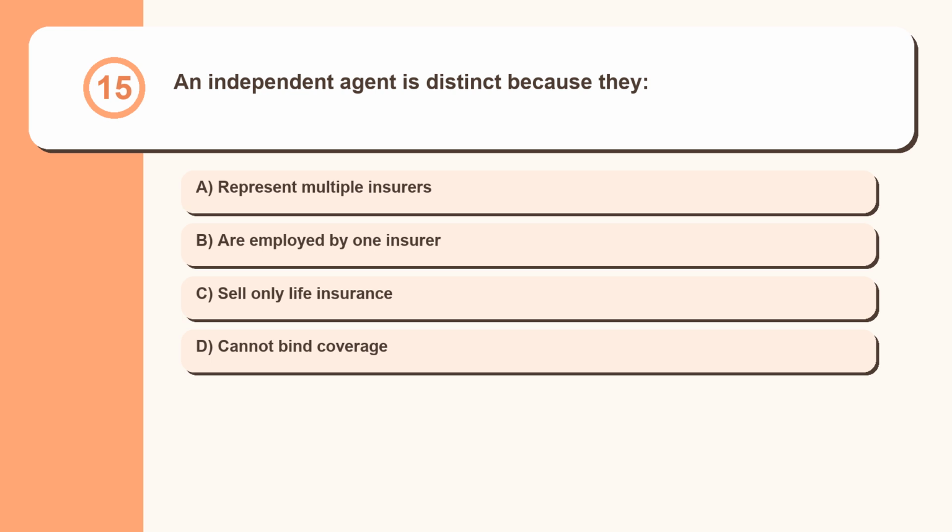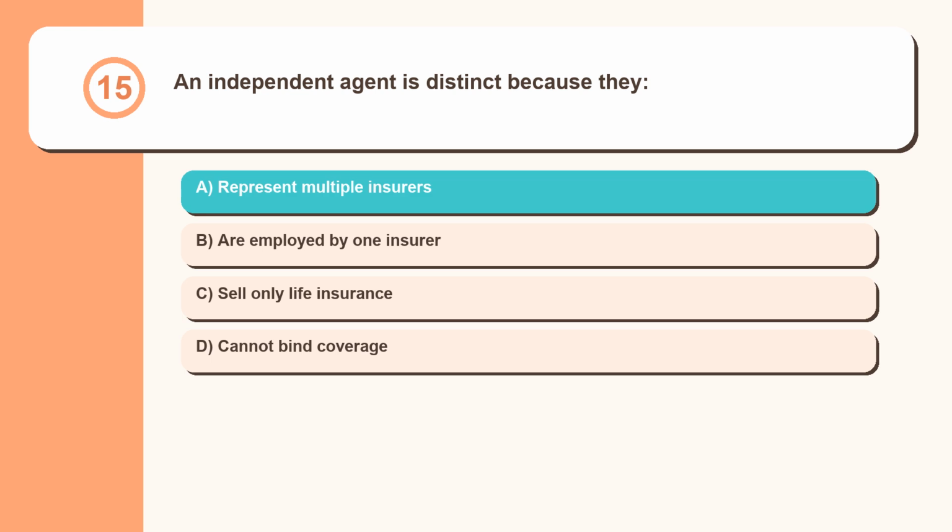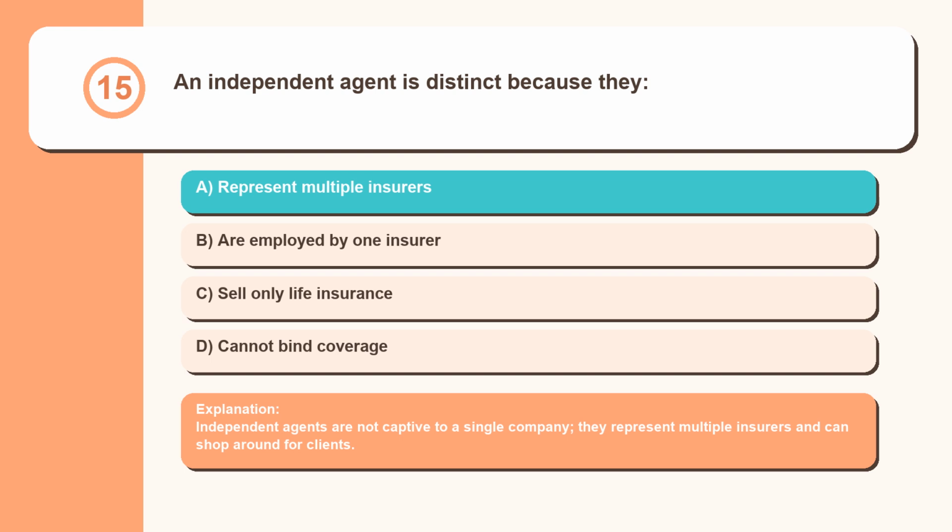Question 15. An independent agent is distinct because they: represent multiple insurers, are employed by one insurer, sell only life insurance, cannot bind coverage. Independent agents are not captive to a single company; they represent multiple insurers and can shop around for clients.